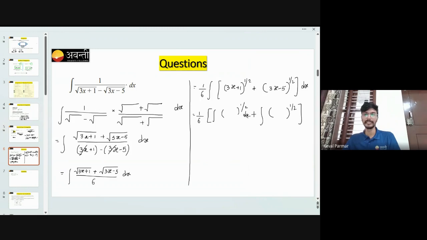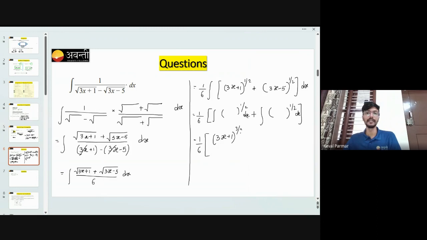Obviously, there will be dx. Got it? So, what is the integration of x raised to n? x raised to n plus 1 upon n plus 1. That means I will get 1 upon 6 bracket 3x plus 1 raised to half plus 1.